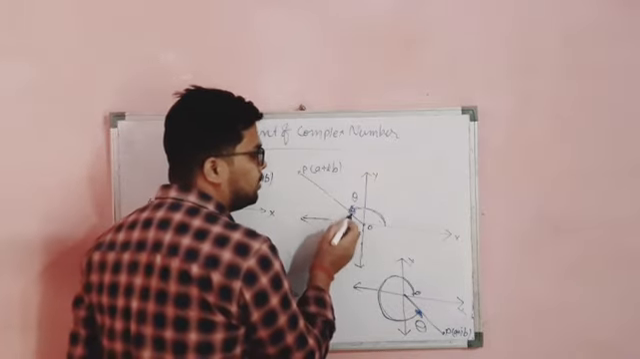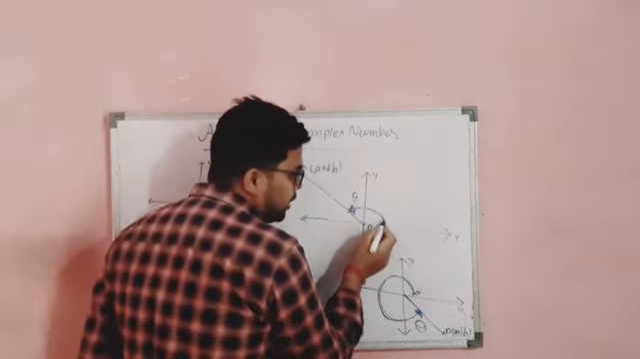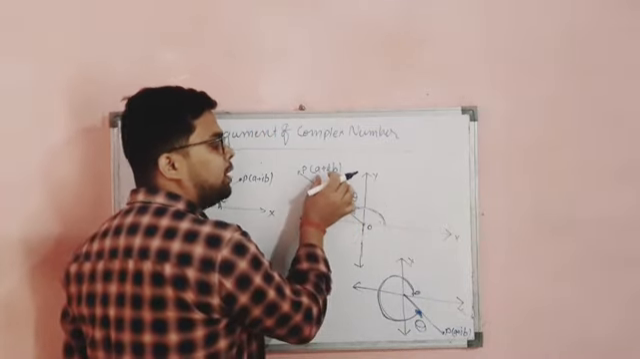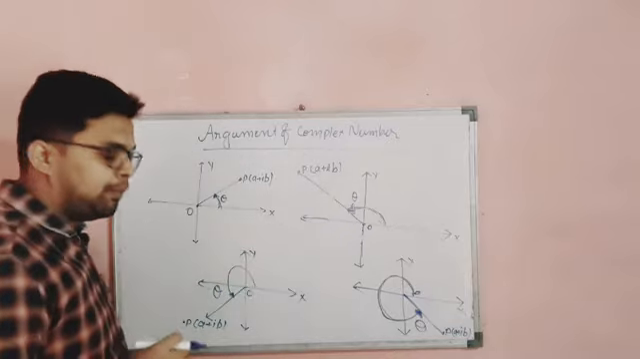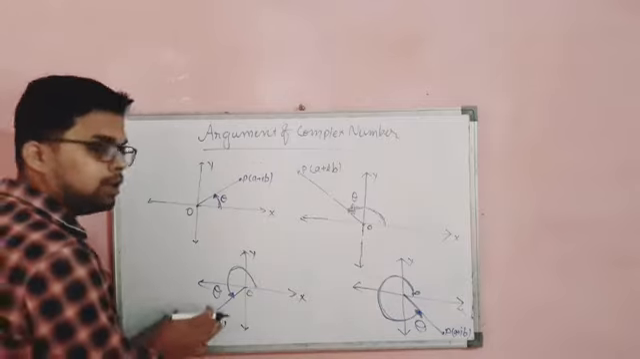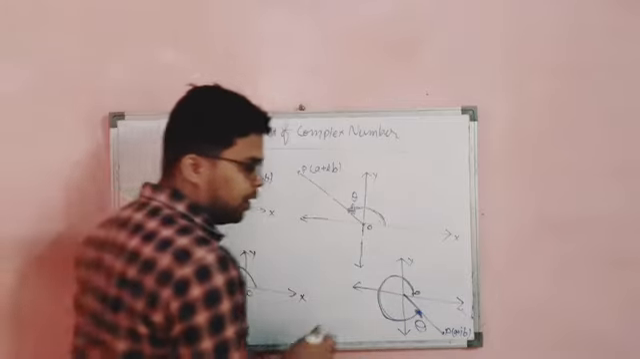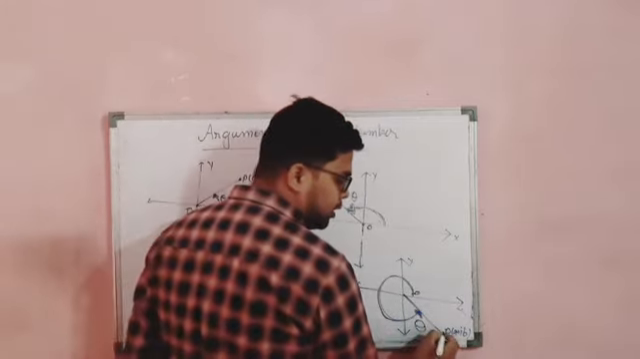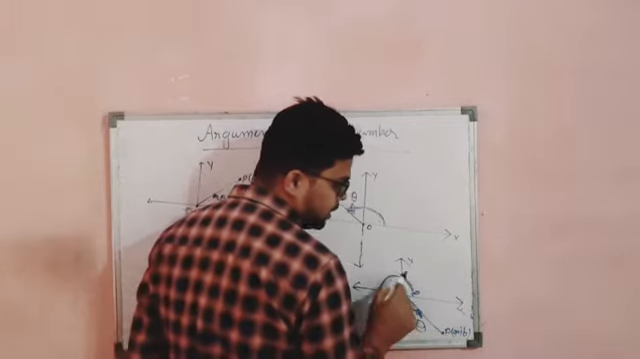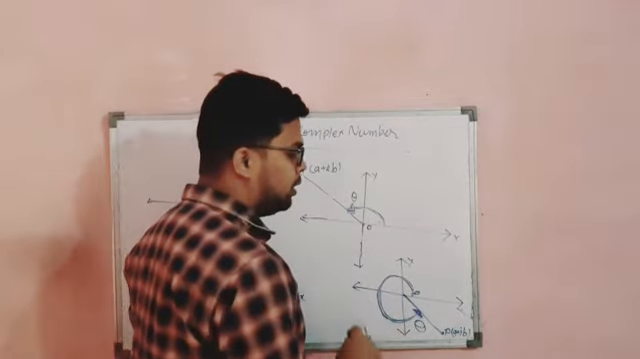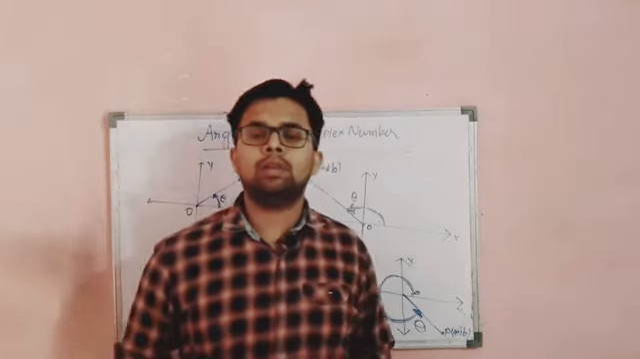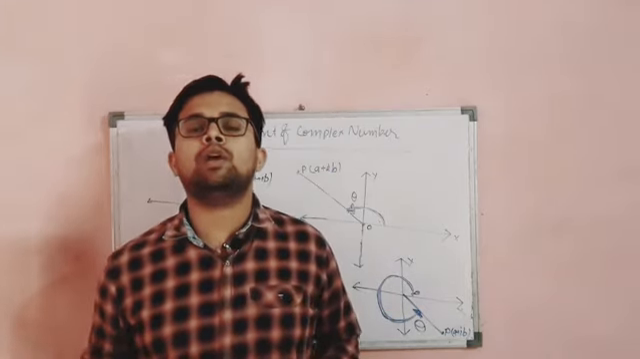If the complex number is in the second quadrant, this angle will be the argument of the complex number. If the complex number is in the third quadrant, this angle will be the argument. If the complex number is in the fourth quadrant, this much angle will be the argument of the complex number. So this was all about the argument of a complex number.